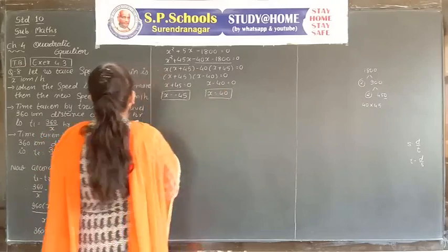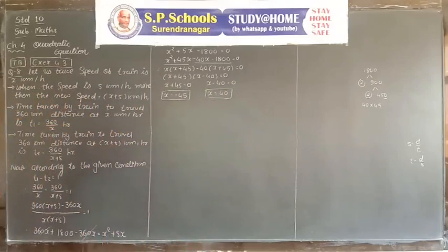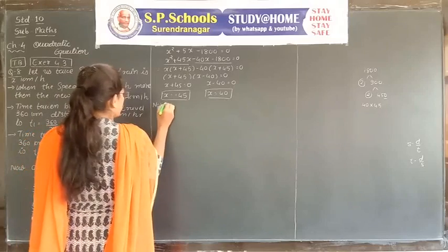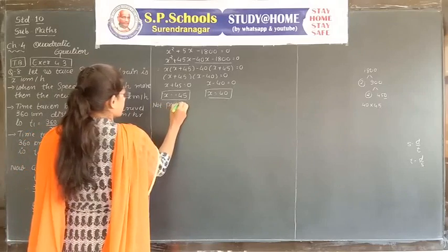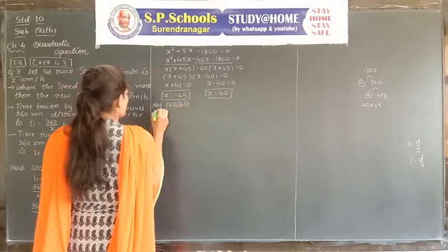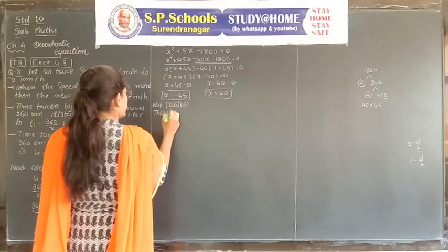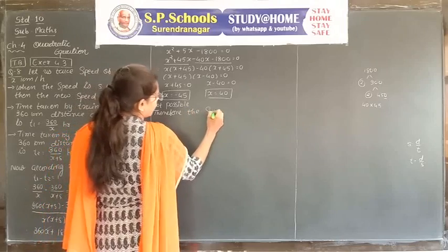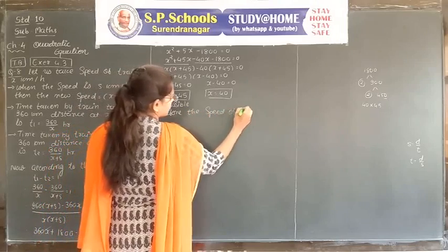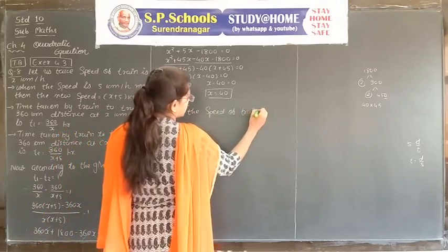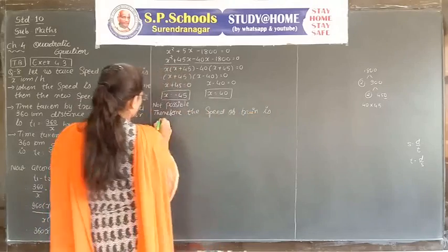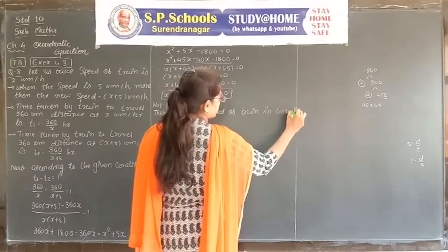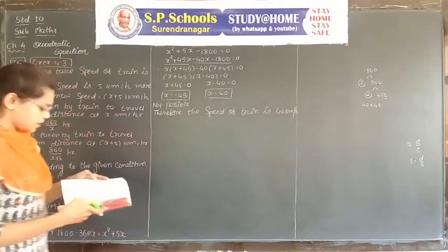As we know, what is our x? X is the speed of the train. Speed can't be negative. That's why minus 45 is not possible. The answer is here. Therefore, the speed of the train is 40 kilometer per hour is our answer.